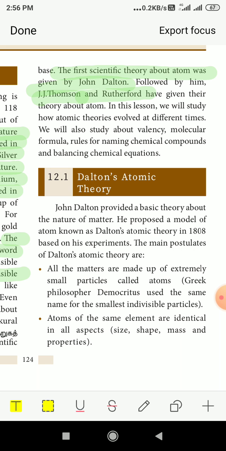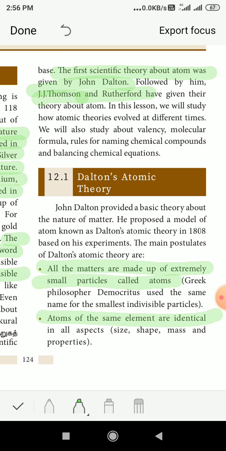According to Dalton's theory, all matter is made up of extremely small particles called atoms. All the elements, whether artificial or natural, are made up of atoms. The second point he told us: atoms of the same element are identical in all aspects. Atoms of the same element have the same size, shape, mass and properties. If two atoms of hydrogen or two atoms of oxygen are given, the atomic structure will be the same in shape, size and mass.